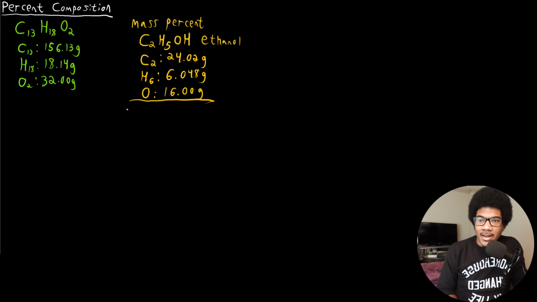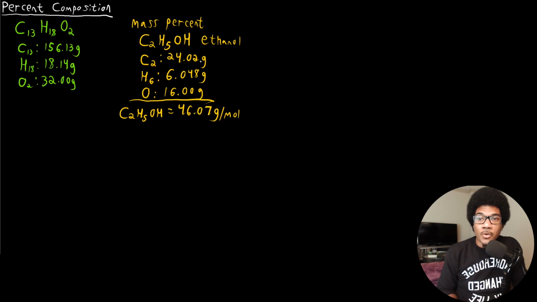Right, so if we want to get a complete molar mass for ethanol, that's going to be 46.07 grams, right? So this gives us the molar mass for ethanol. This is the weight of 1 mole of ethanol, right? So this is our molar mass.